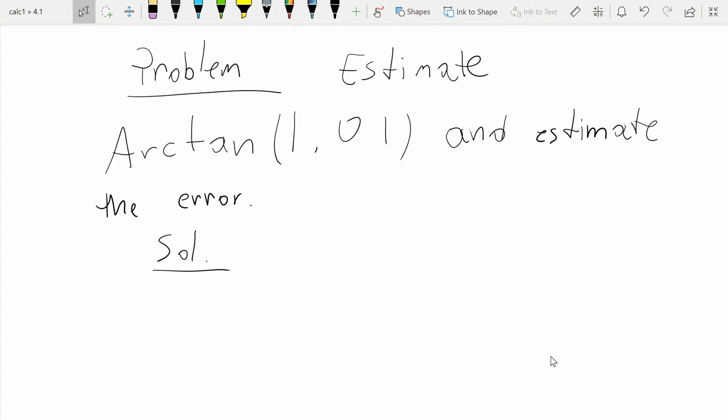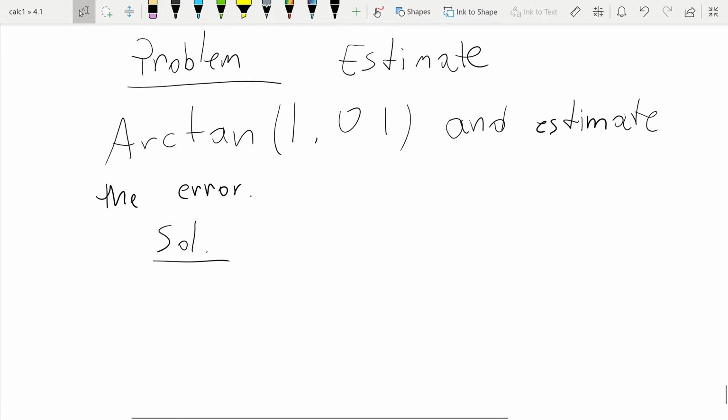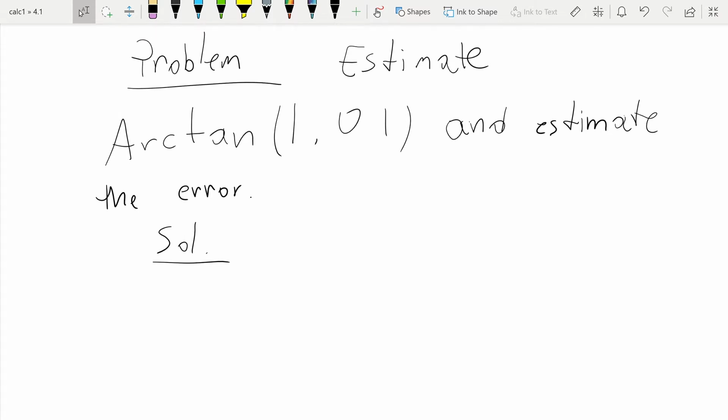So we're going to end the section with a problem which contains all the elements of the technique of linear approximation, and also asks us to incorporate the estimation of the error introduced in the previous video. The problem says: estimate arctan of 1.01 and estimate the error.